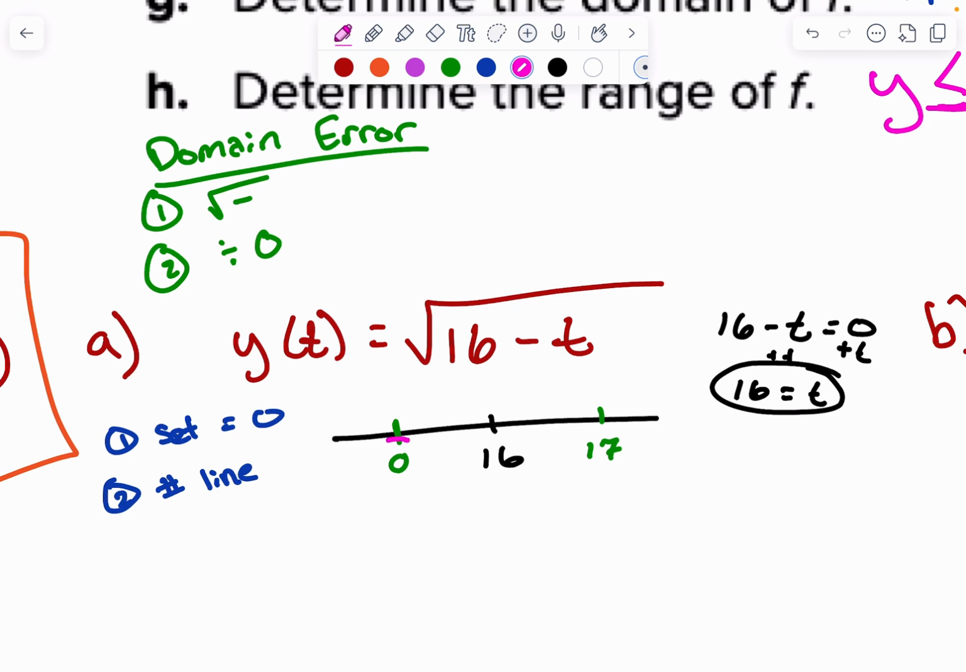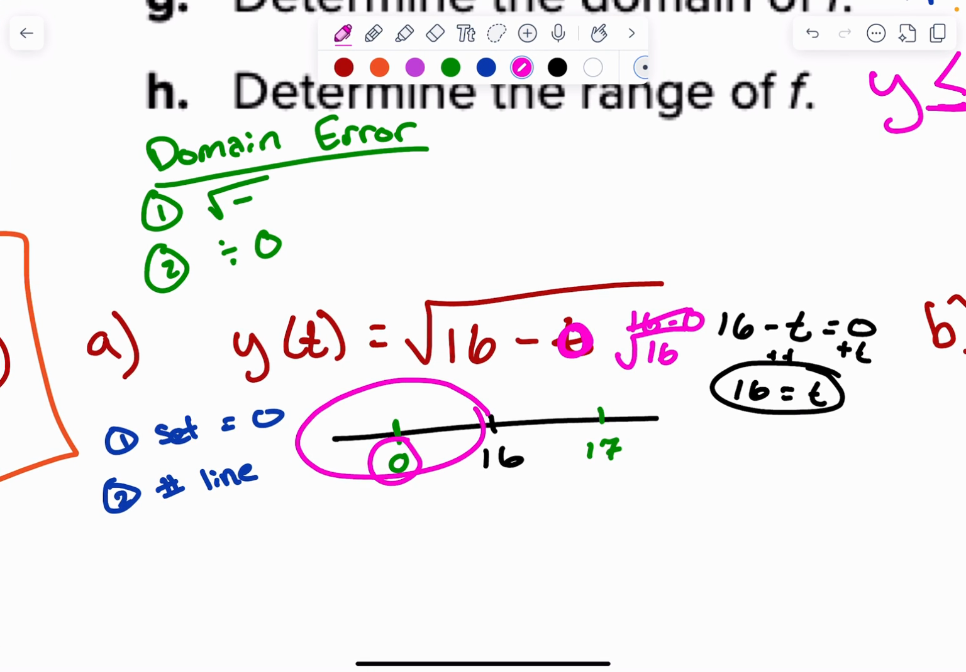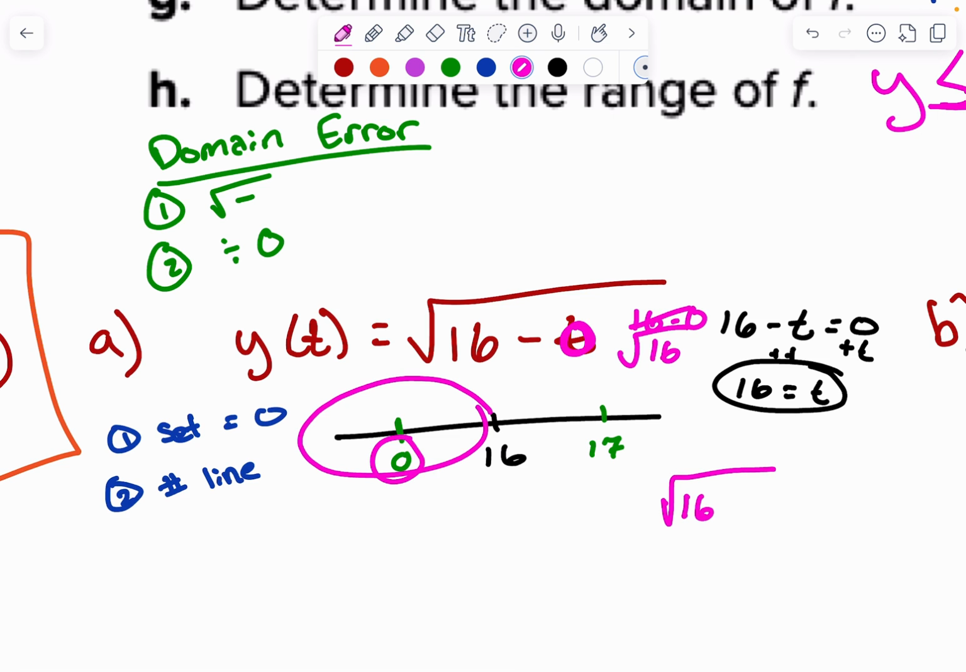If I plug 0 into this equation, I have 16 minus 0, which is 16, and the square root of 16 works. It even comes out nicely, not as a decimal. So this side works. Now, if I plug 17 in, I'll have the square root of 16 minus 17, which is the square root of negative 1. I cannot do that, because you can't have the square root of a negative.